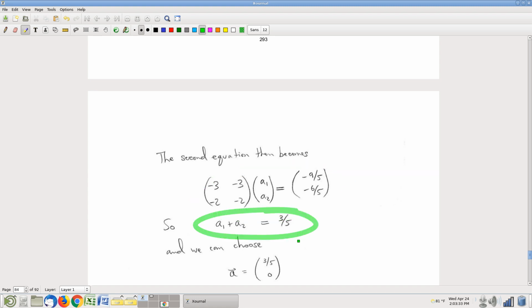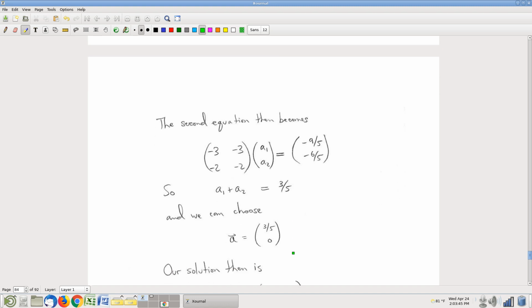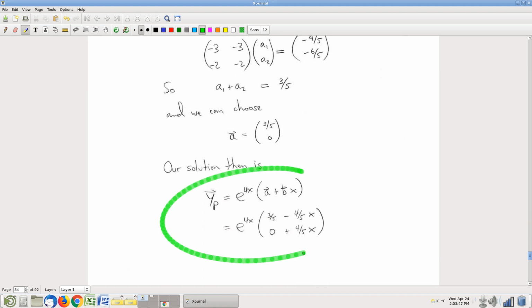And so here you really can just pick whatever value of a1 and a2 you want. It doesn't matter. We've already got our b worked out. And there you go. a and b are picked, and therefore our solution is that. Okay. How are we doing? Questions?